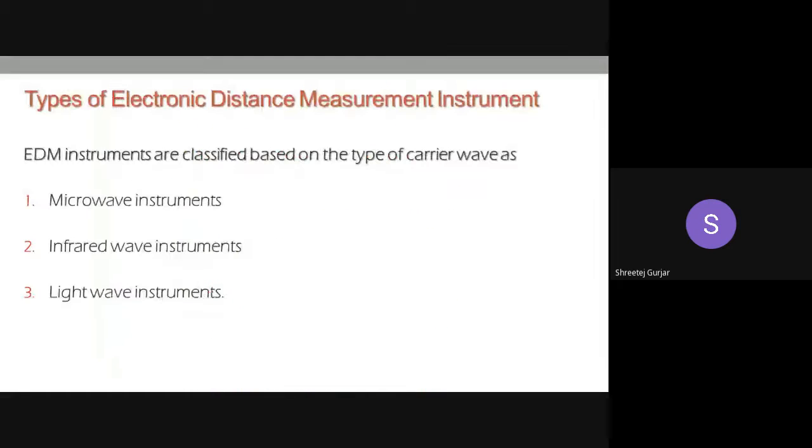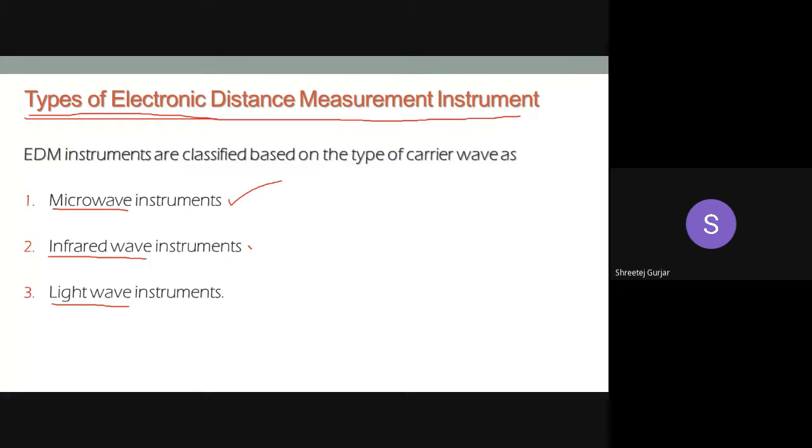Coming to the next part, types of electronic distance measuring instruments, we have different types based on the type of carrier wave that is used. Here we have classified them into three major types: microwave instruments, infrared wave instruments, and then light wave instruments. Microwave instruments use microwaves as the carrier wave.